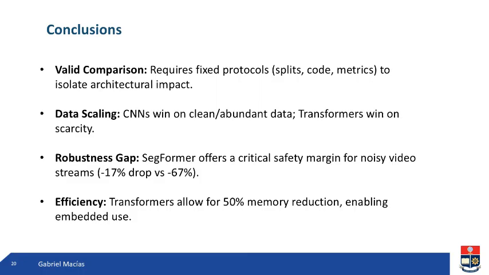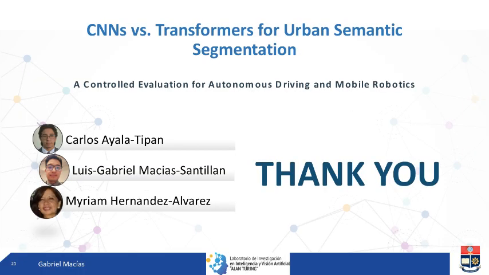Another key finding is the robustness gap. SegFormer shows significantly higher resilience to image corruptions and noisy conditions, with only around a 17% performance drop compared to approximately 67% for CNN, suggesting an important safety margin for real-world scenarios, such as autonomous driving or video streams. Finally, in terms of efficiency, transformers offer major computational advantages. SegFormer reduces memory usage by about 50% and uses far fewer parameters, making it more suitable for deployment in embedded systems or resource-constrained environments. Before finishing, I hope this work contributes to a clearer understanding of when and why each approach should be used, and helps guide future research toward more reliable and efficient urban scene understanding systems.